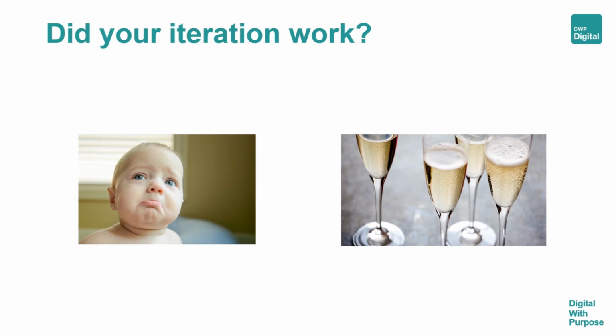Do we celebrate because our iteration worked? Or do we commiserate and go back to the drawing board because it didn't? Now, if we don't measure something about the iteration, we won't know whether we've hit our goals or not. So we could just be throwing new things at the users without actually knowing whether they're working or not.